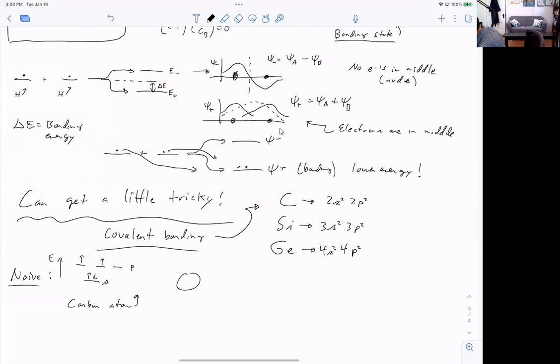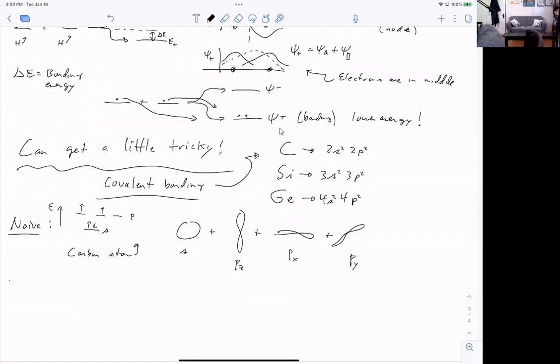You might have this as the s orbital, and then this is one of the p orbitals, the pz orbital, and this is the px orbital, and this is the py orbital. And so you might expect that these orbitals are all going to do their own separate bonding, but that doesn't really happen, because in real life, you get hybridization of these orbitals.